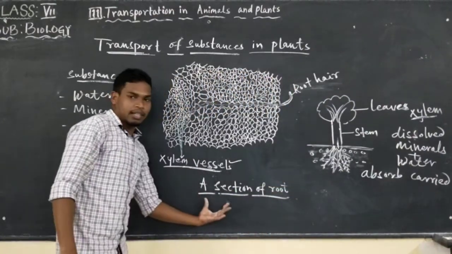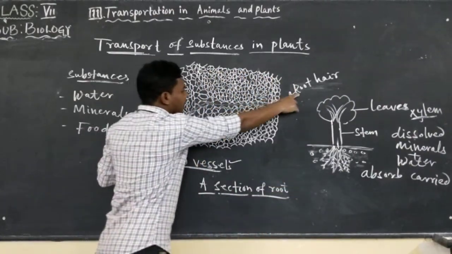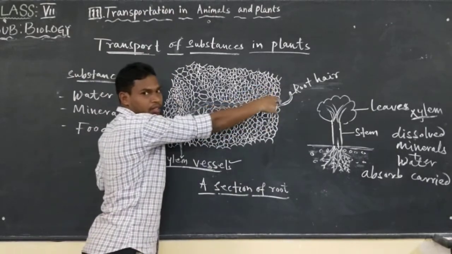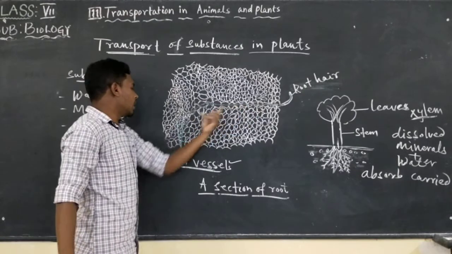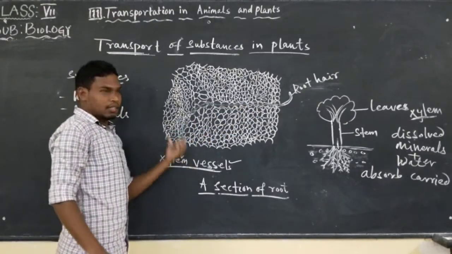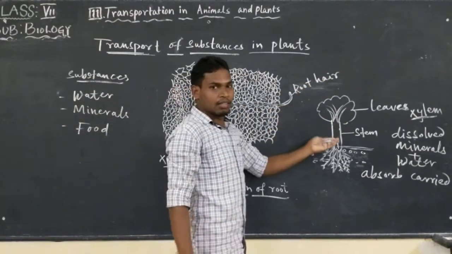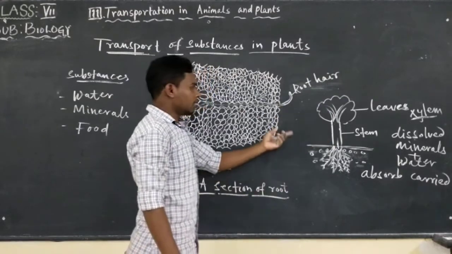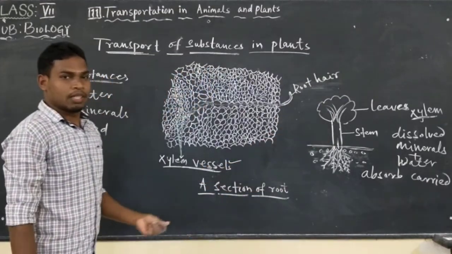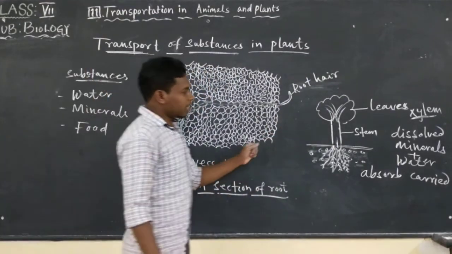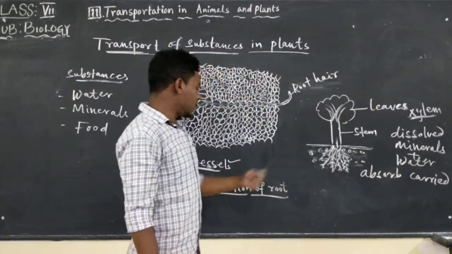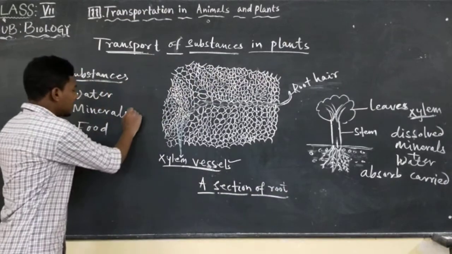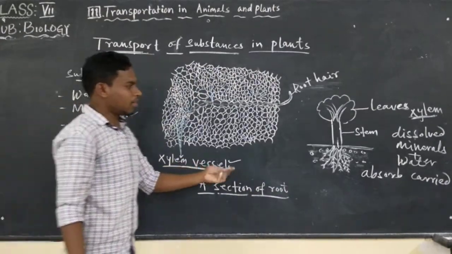See here a section of root. So root hairs absorb the water and send the water with the help of these xylem vessels to the upper part of the plant. As I told you, xylem carries what? Water and even minerals dissolved in the water.